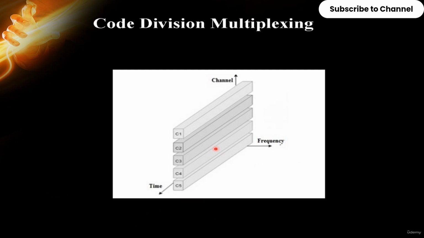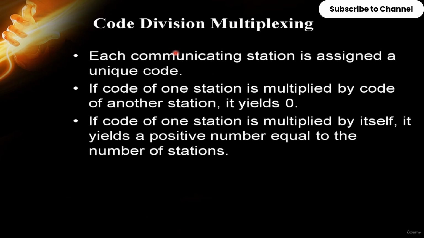In this diagram you can see that, based on time and frequency, the channel is divided into various codes C1, C2, C3, C4, C5. Various codes are assigned to particular channels, and it is used with narrowband frequency. Each communication station is assigned a unique code. If the code of one station is multiplied by the code of another station, it yields 0. If the code of a station is multiplied by itself, it provides a positive number equal to the number of stations in that communication link.